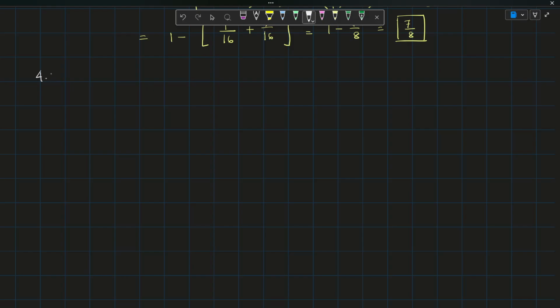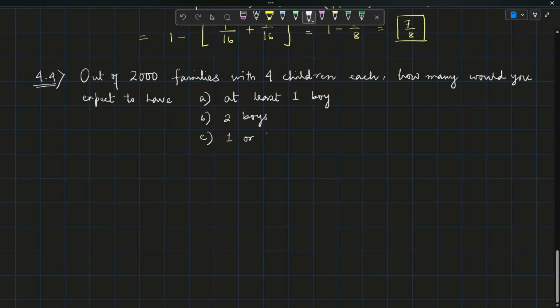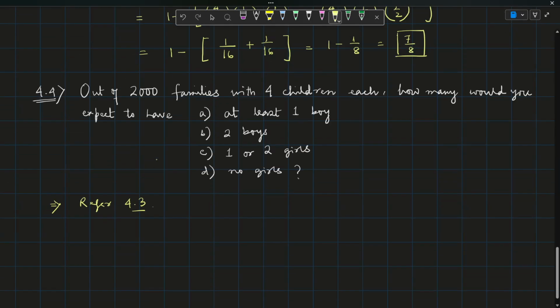Now the next problem, problem 4.4, which is: out of 2000 families with 4 children each, how many would you expect to have (a) at least one boy, (b) 2 boys, (c) 1 or 2 girls, and (d) no girls. This problem 4.4 is closely linked with the earlier problem 4.3, and refer to that problem if you don't understand.